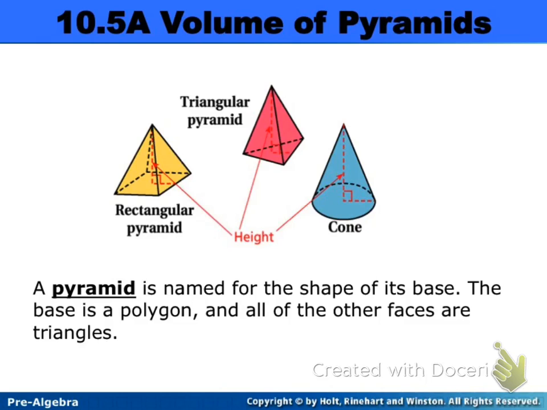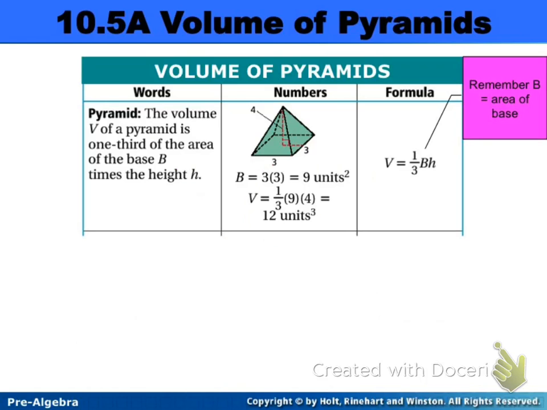A pyramid is named for the shape of its base. The base is a polygon and all the other faces are triangles. So if you look at the yellow one, it's a rectangular pyramid because the base is a rectangle. The pinkish red one is a triangular pyramid, meaning that the base is a triangle. And then the blue one is a cone, but we won't be calculating any of the volumes of any circular objects. So here's your formula.